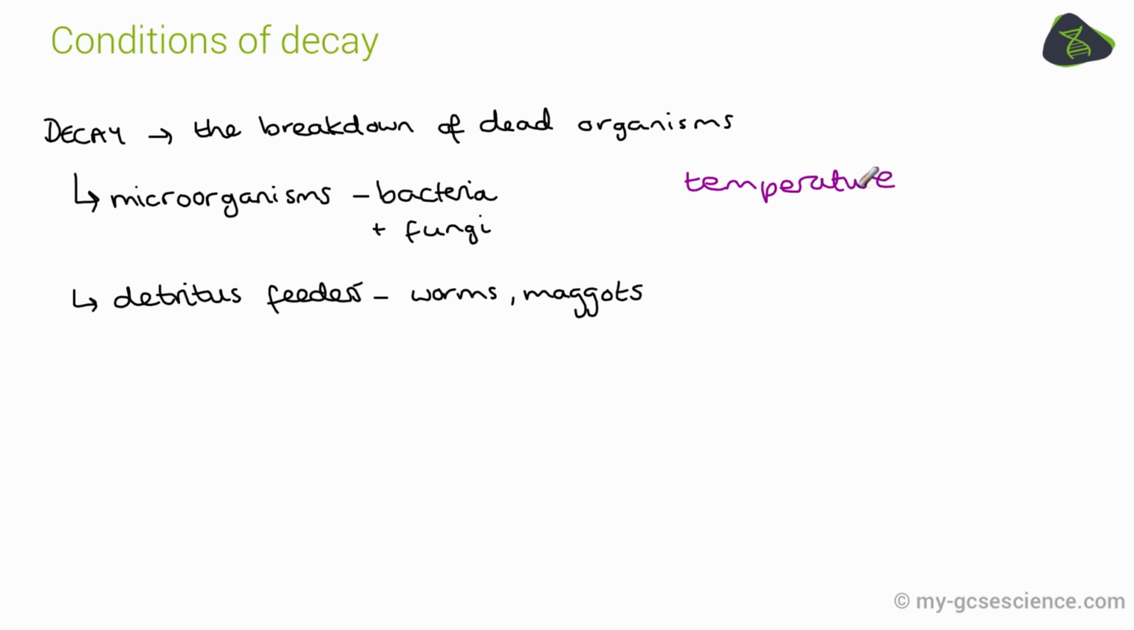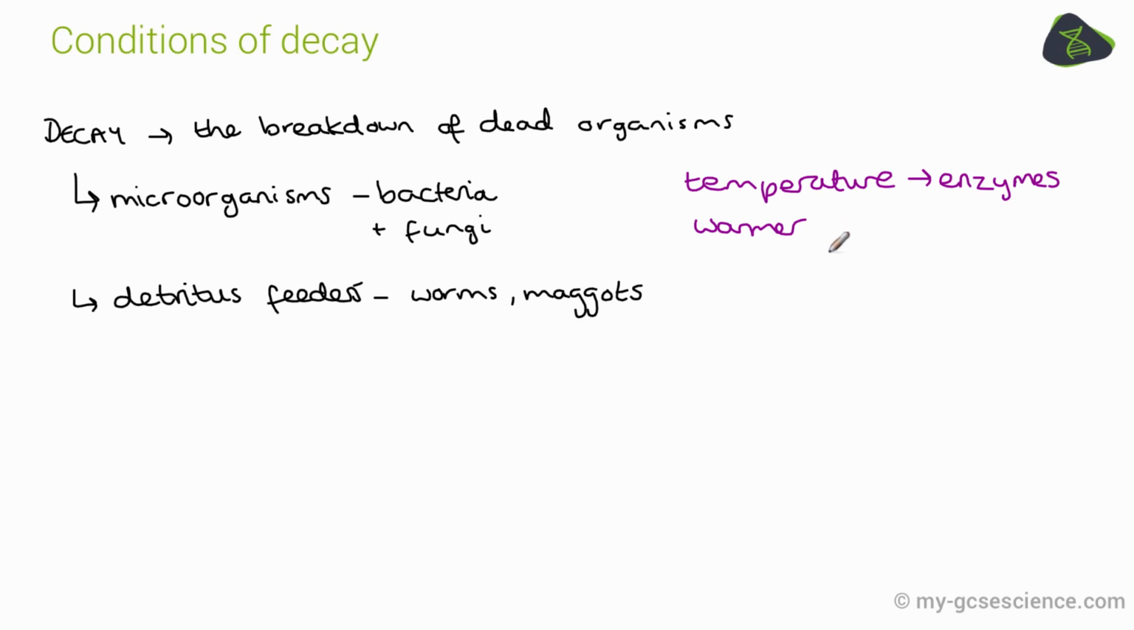More often than not, the enzymes that these decomposers have work in a similar way to the enzymes that we have, in that they'll work optimally in like the mid to high 30s. So they like warmer temperatures. However, if it's too warm, there is that problem of enzymes denaturing. And if it's too cold, the enzymes simply will not work.